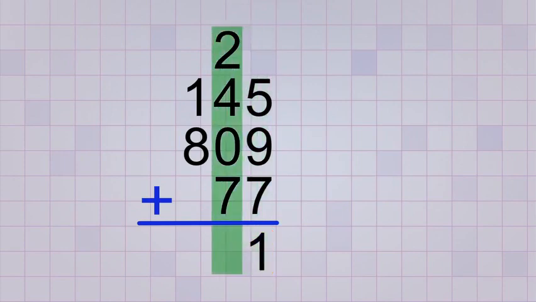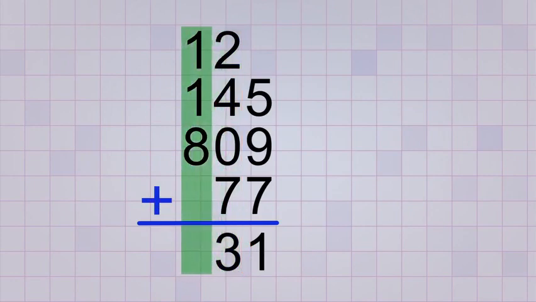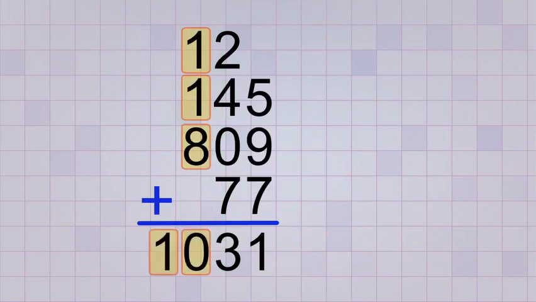Now we add the next column, and there are 4 digits to add. 2 plus 4 plus 0 plus 7 equals 13. Yep, that's another 2-digit answer, so we carry the 1 and leave the 3 in the tens place. Last, we add the hundreds place column. 1 plus 1 plus 8 equals 10.